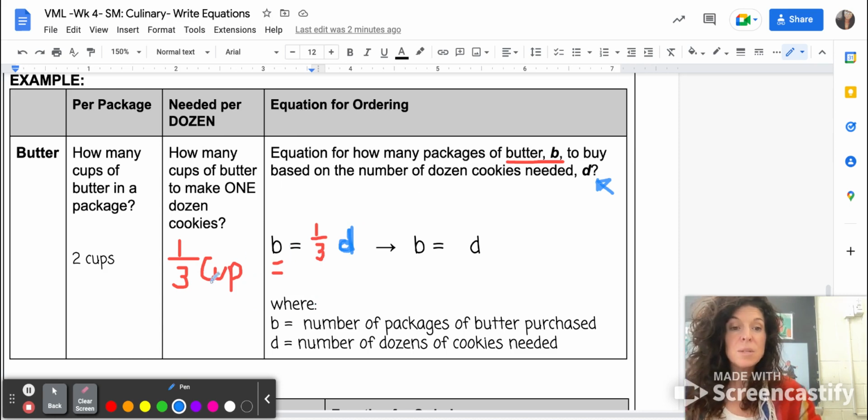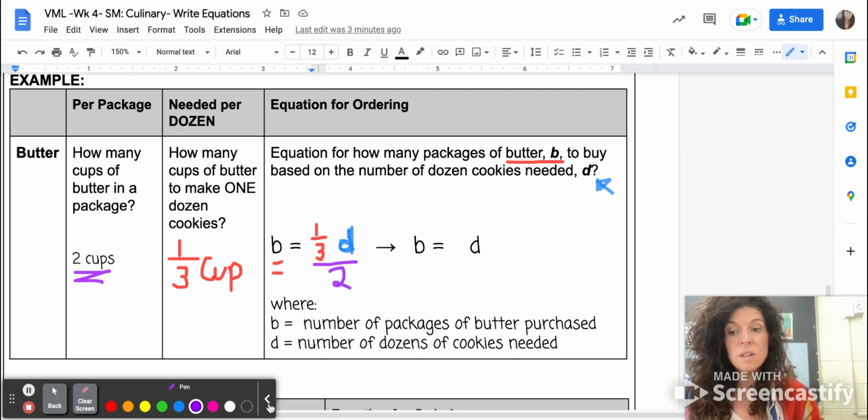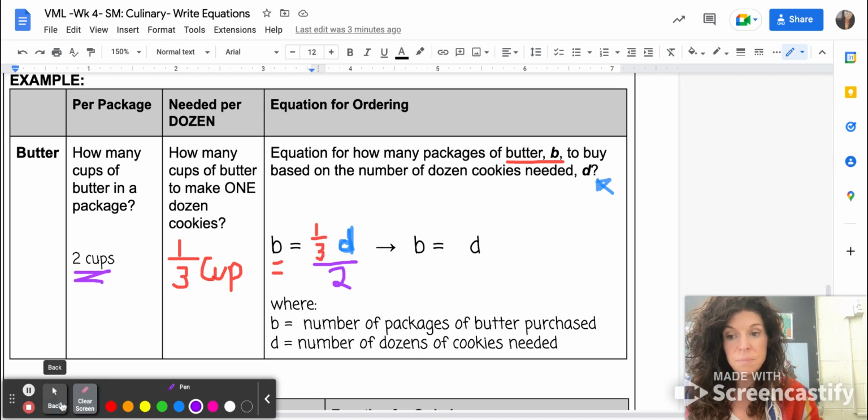Now that's how much butter we need. In each package, there are 2 cups of butter. So we are going to take the amount we need and divide it by how much is in each package. Okay, that might seem confusing at first, but we're going to explain it in a second and it'll make a lot more sense. So let's think about what this means.